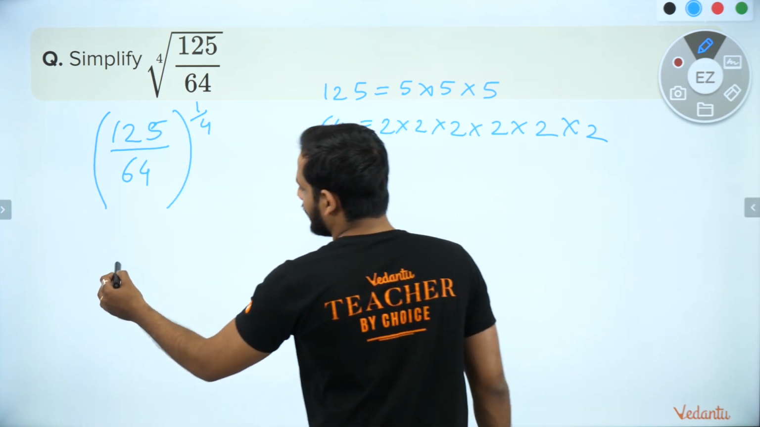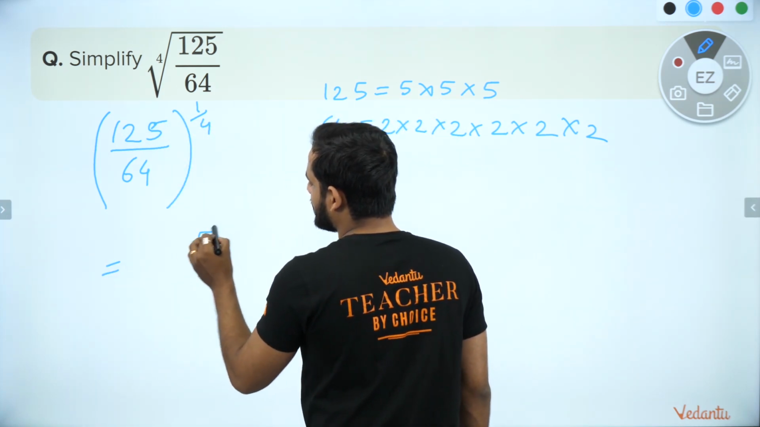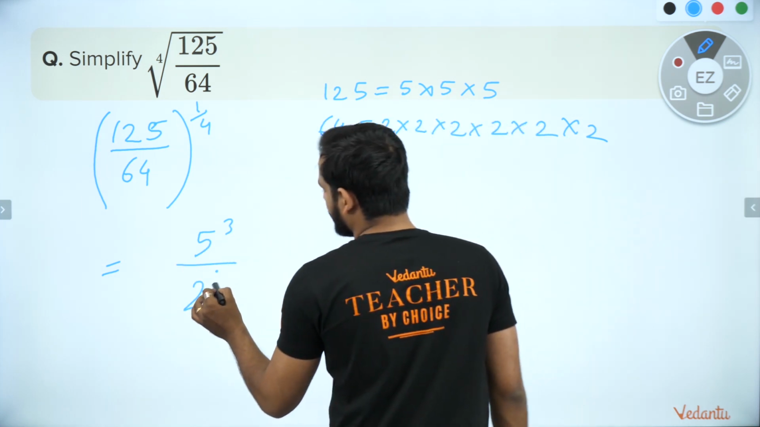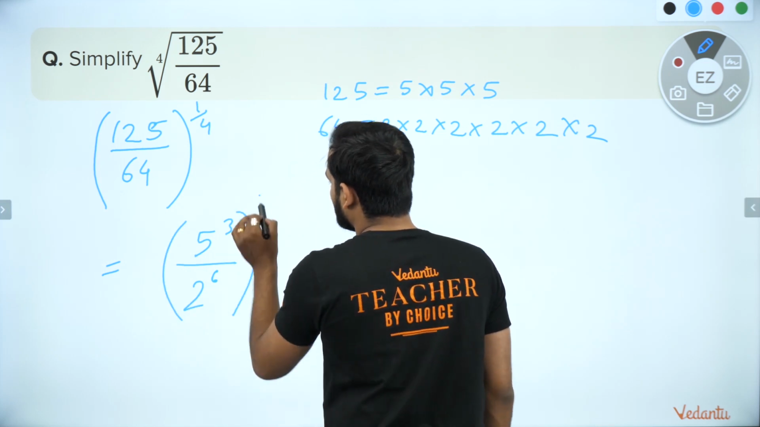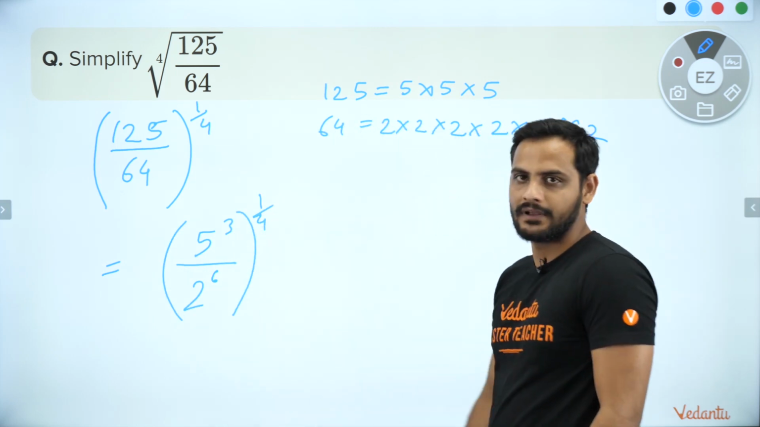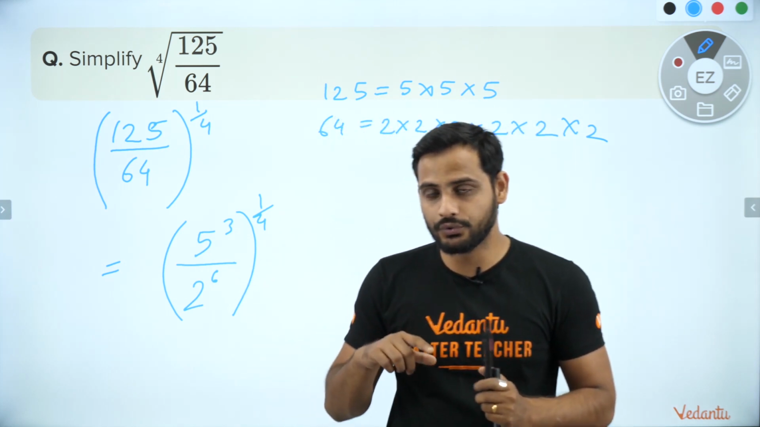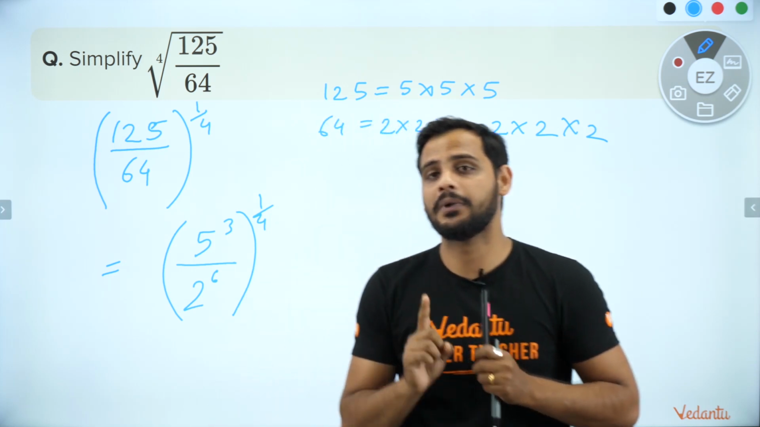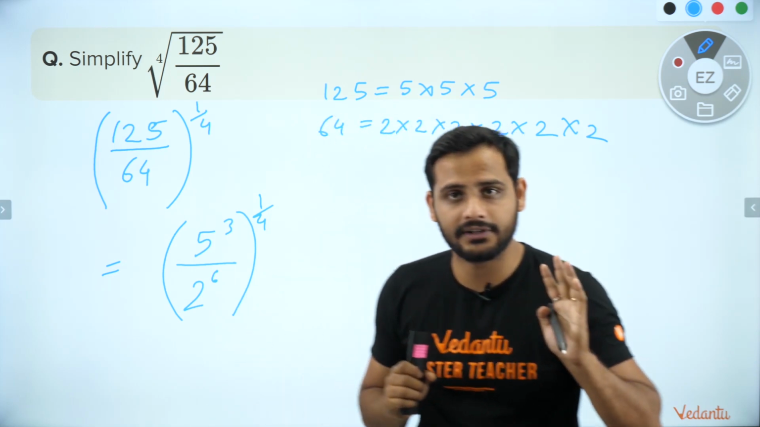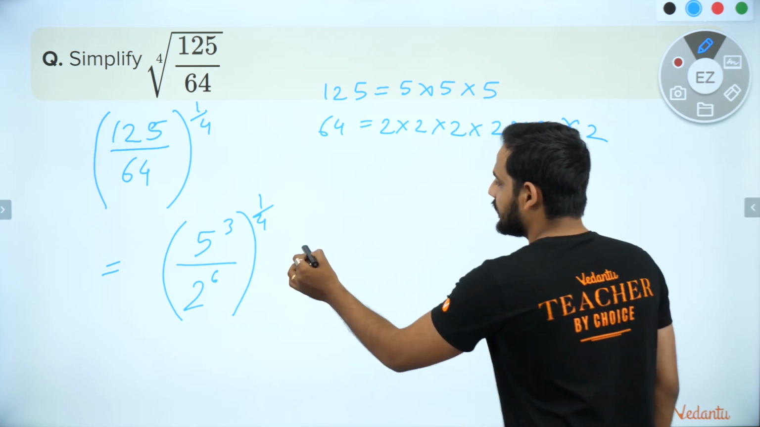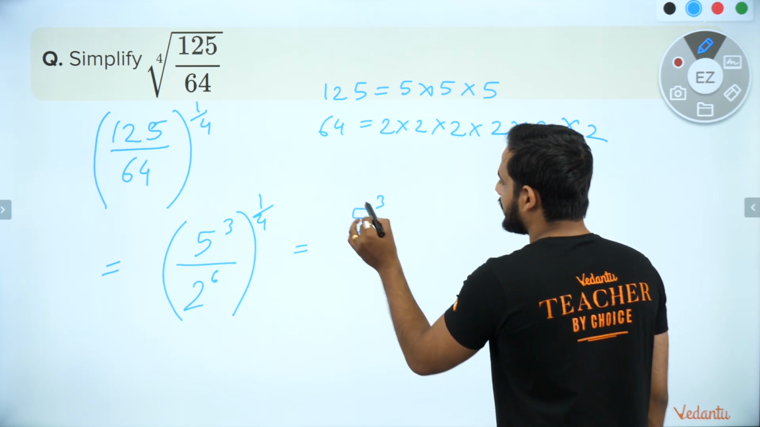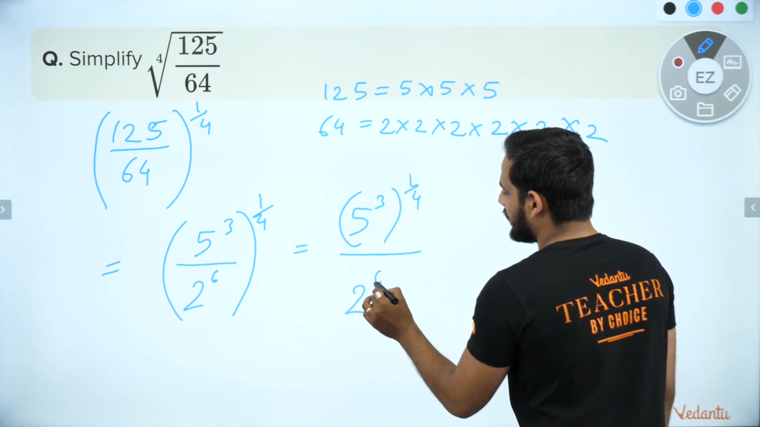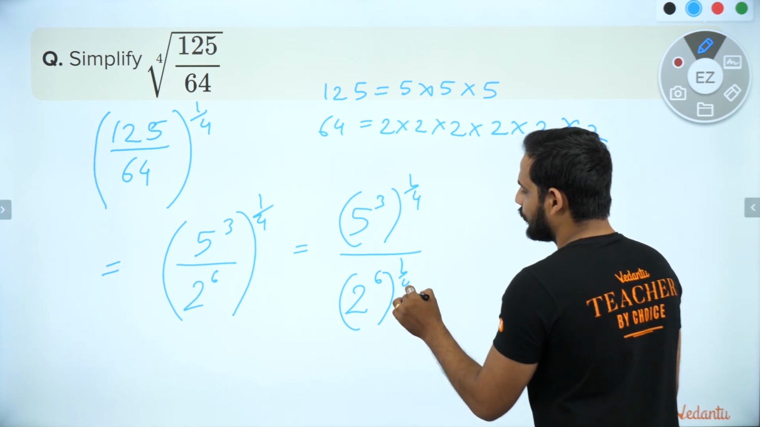So we will be getting here, sir, this is 5 raised to the power 3 upon 2 raised to the power 6, the whole raised to the power 1 by 4. And I have told you that you can distribute the power in multiplication and division, but you cannot distribute the power in addition and subtraction. Correct? So I can distribute this power to both. So this will be nothing but 5 raised to the power 3 raised to the power 1 by 4 upon 2 raised to the power 6 raised to the power 1 by 4.